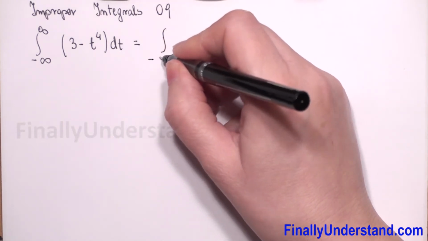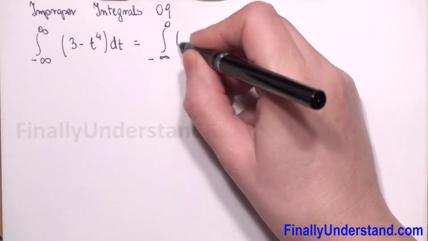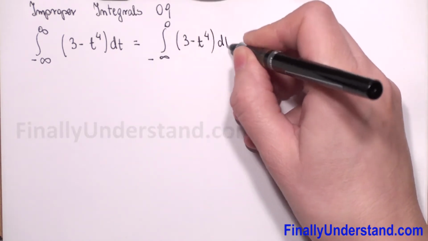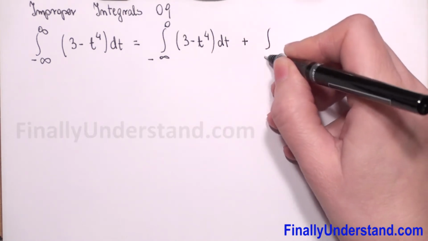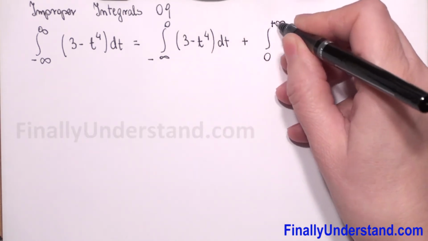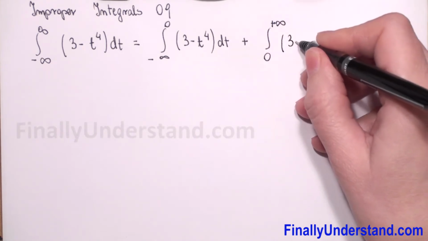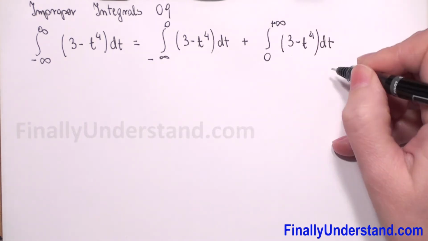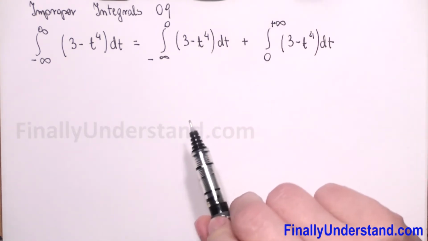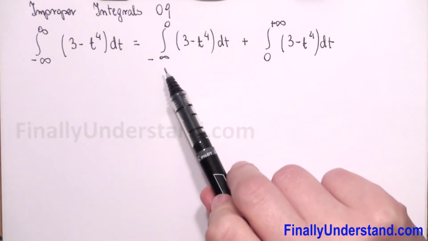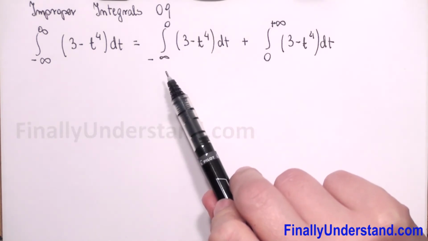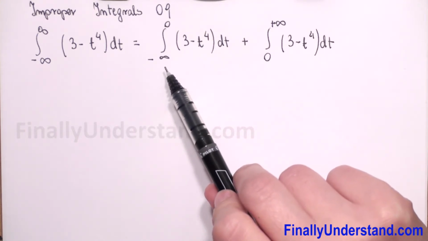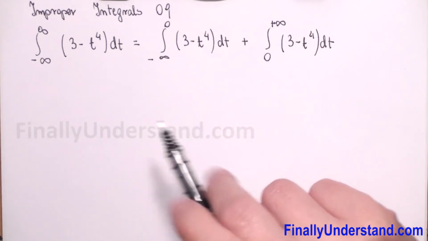So let me rewrite our integral as a sum of two integrals. It will be the integral from negative infinity to 0 of (3 minus t) to the 4th power dt, plus the integral from 0 to positive infinity of (3 minus t) to the 4th power dt. Now we have to solve these two integrals. Because we have infinity in the limit, we need to convert the integral to a limit.